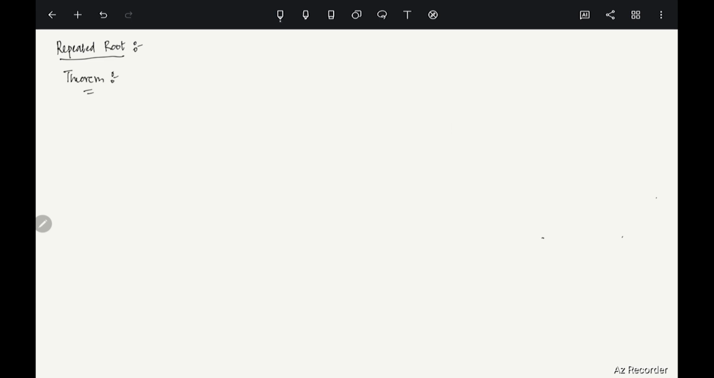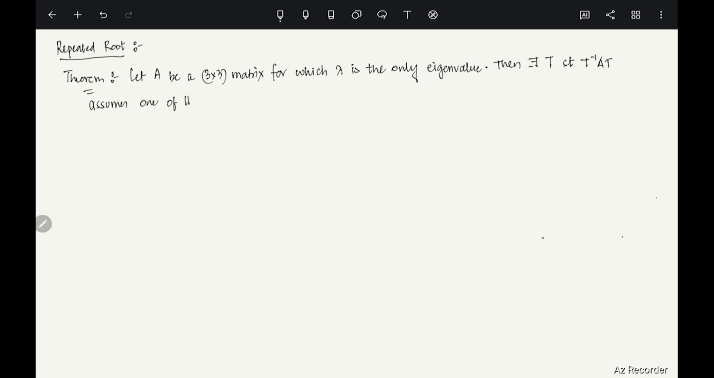Let's look at the canonical form. Say let A be a 3 cross 3 matrix for which lambda is the only eigenvalue. Then there exists a transformation T, a change of variable coordinates, such that T inverse A T assumes one of the following forms. So what are the forms? The first form may look like this: lambda 0 0, 0 lambda 0, 0 0 lambda.